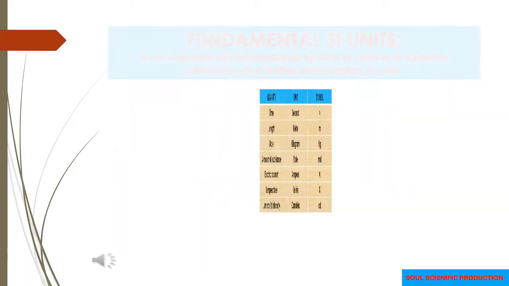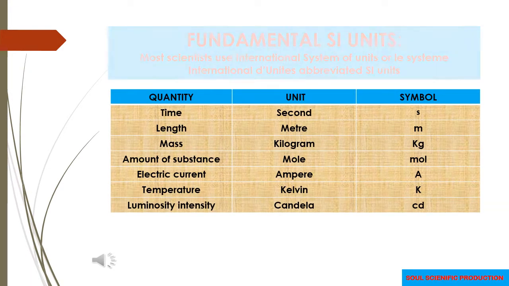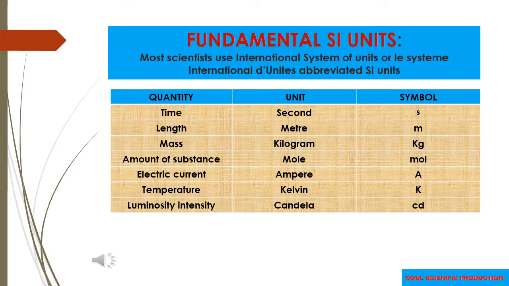Most scientists use International System of Units or Le Système International d'Unités, abbreviated SI units. I hope you are proficient in French. The 7 units cannot be derived, so they are called fundamental units or simply base units. Some of the 7 base units are time in seconds, length in meters, amount of substance, measured in moles, to mention but a few. All other units, other than the 7 listed in the table, are called derived units.